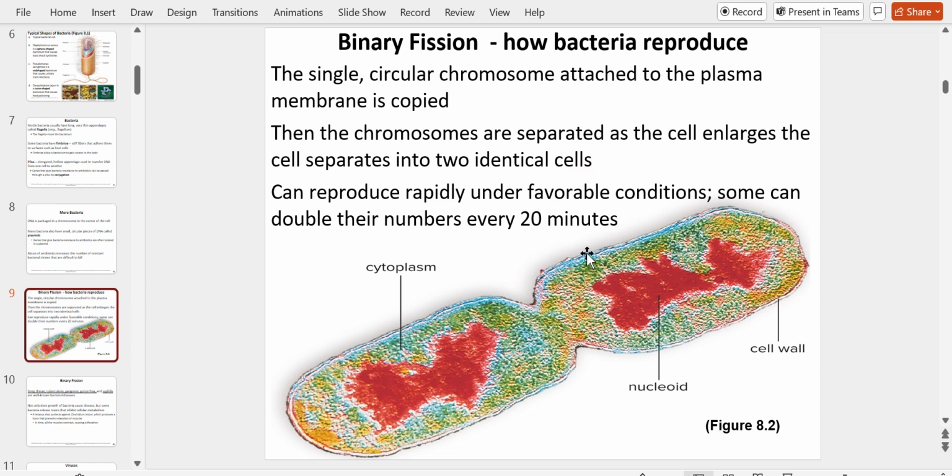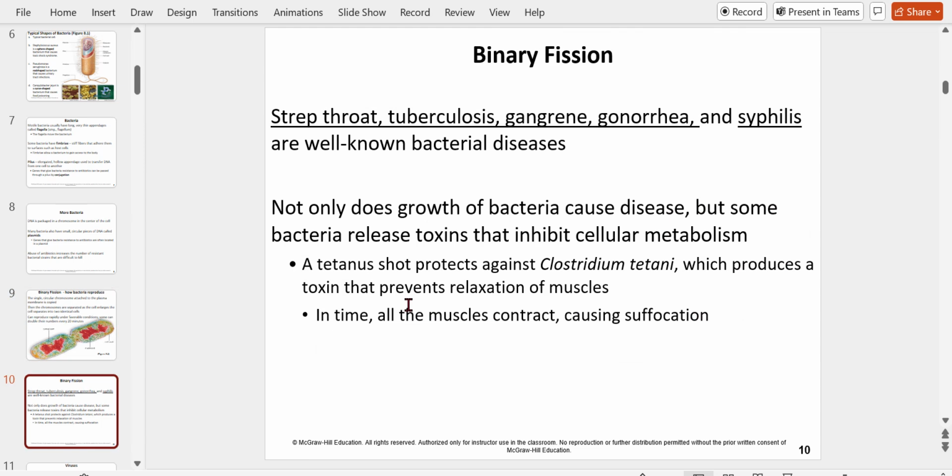Can reproduce rapidly under favorable conditions. Some can double their numbers every 20 minutes. Crazy, eh? So you go from 1 to 2, 2 to 4, 4 to 8. So within an hour, you'll have 2, 4, 8. Yeah, they reproduce very quickly.